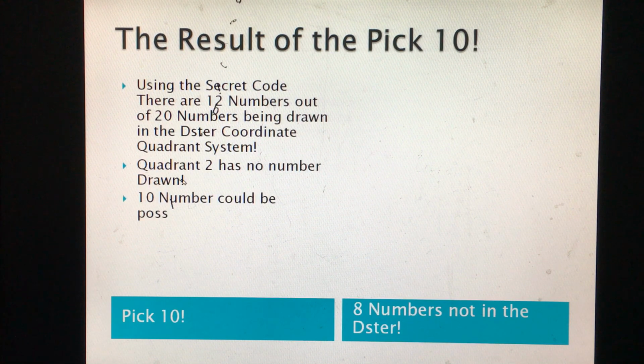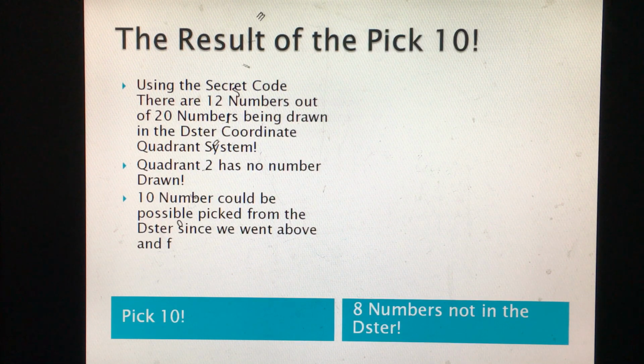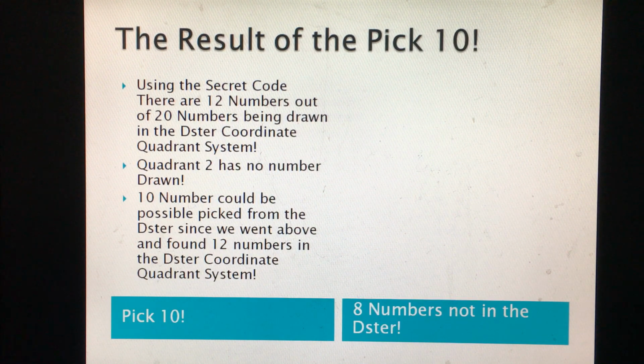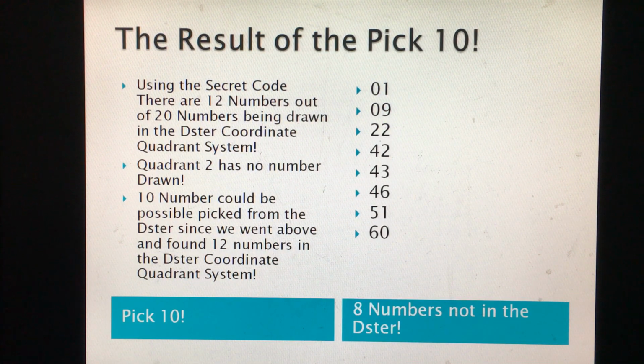And 10 numbers could possibly be picked from the Dster, since we went above and found 12 numbers in the Dster quadrant system. 01, 09, 22, 42, 43, 46, 51, and 60 are not in the quadrant of the Dster. So you can spot check me if I did anything wrong. I'm sure I didn't. So these 8 numbers are not chosen for the quadrant system.